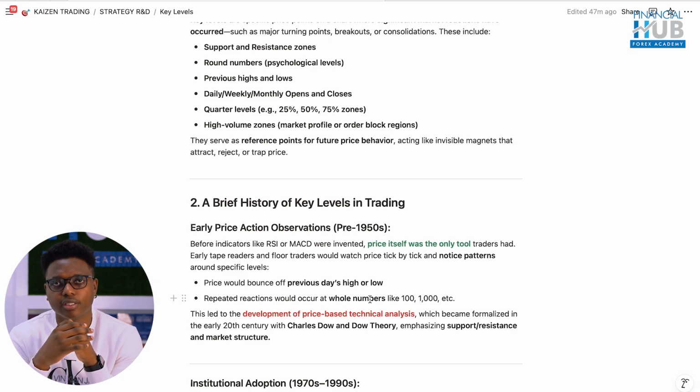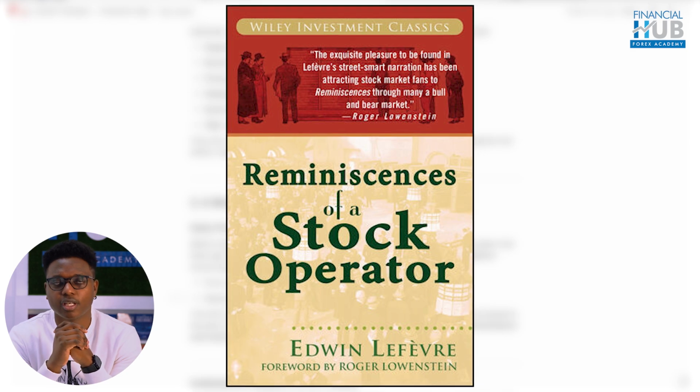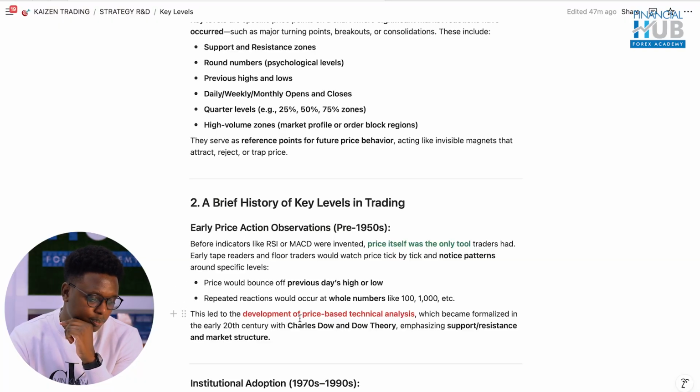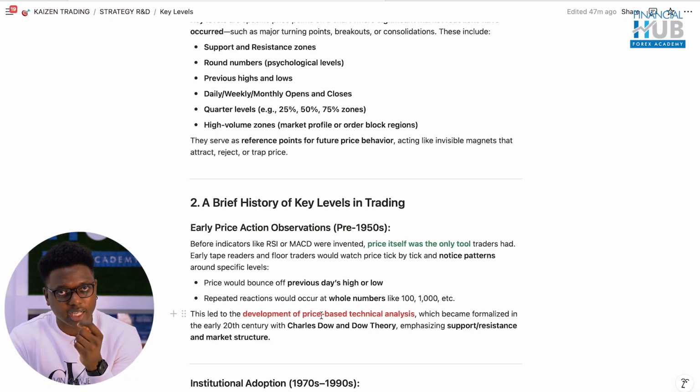If you read Jesse Livermore's story in the book Reminiscences of a Stock Operator, you'll see that he shared a couple of strategies that he used when he was trading commodities, gold, cocoa, the wheat market and all that, the pigs market as well. It's a vast market, and he used a lot of these whole numbers, and those strategies still work today. This led to the development of price-based technical analysis. That is where it began, which became formalized in the early 20th century with Charles Dow and the Dow theory. If you've gone through my course and watched my videos, I talk heavily about the Dow theory, emphasizing support and resistance and market structure.